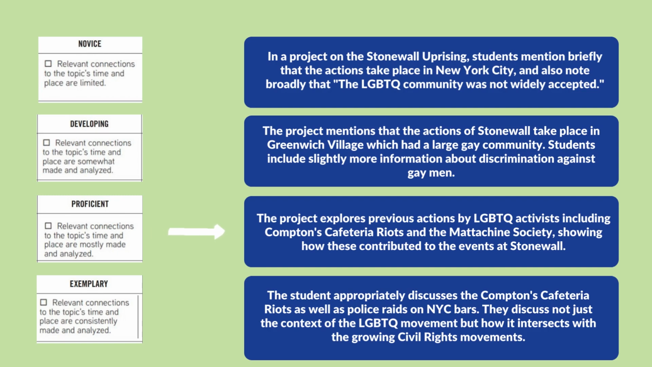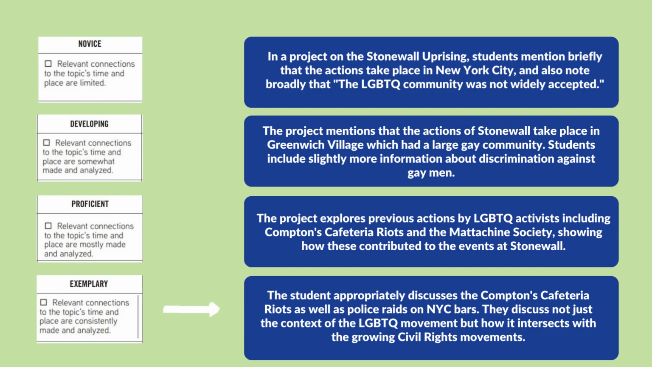A proficient project is going to move from somewhat to mostly descriptors. This is where the student shows that they understand the goal of providing context. Here, a student might include previous actions or groups, like the Compton cafeteria riots or the Mattachine Society, and link those topics to Stonewall. Students at the proficient level should also show analysis of context, making it clear that they understand why the actions they're describing occurred.